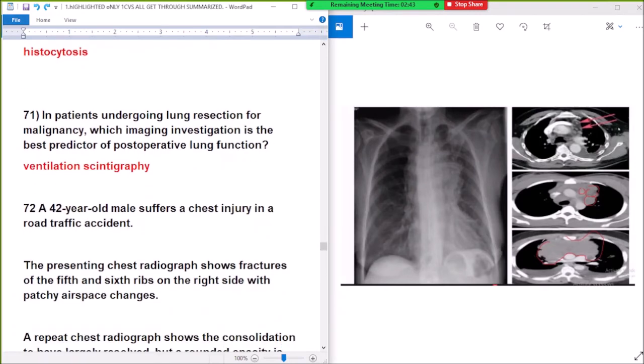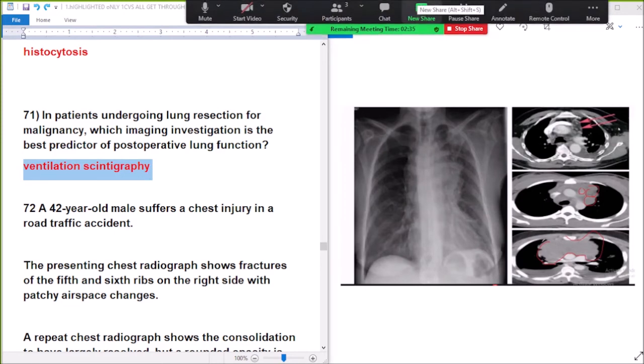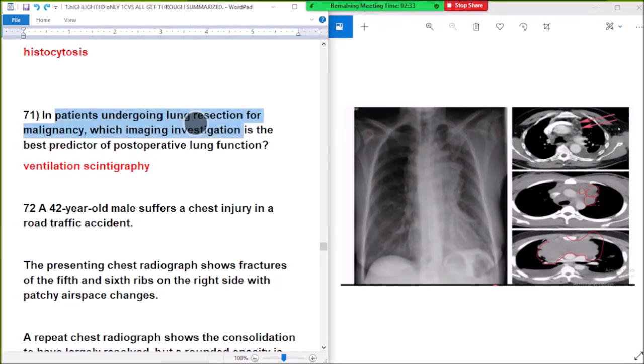Number 71. In a patient undergoing lung resection for malignancy, which imaging investigation is the best predictor of post-operative lung function? Scintigraphy. Scintigraphy is also important in stress testing, but lung ventilation scintigraphy is the best predictor of post-operative lung function.